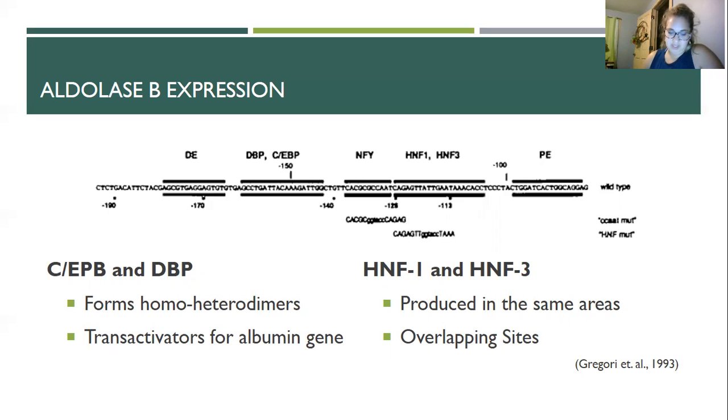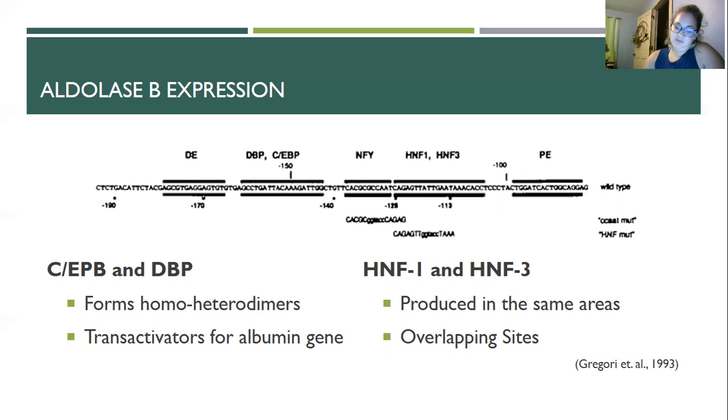HNF3 has different genes that can be looked at, and they have 3 different ones. So they have an alpha, a beta, and a gamma. They all have similar binding and transcription activities, and they are transcription factors of the alpha-1 trypsin and the transthyretin protein promoters. The HNF3 isoforms are produced in the same area as HNF1, except the kidney. So that's the big difference there.